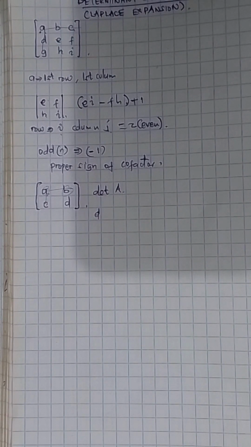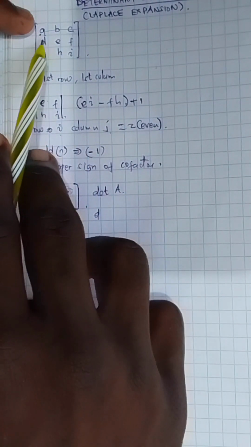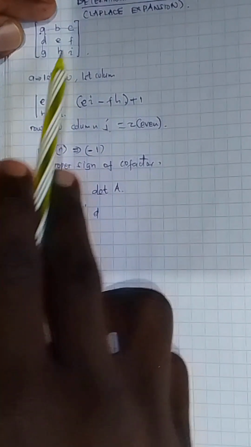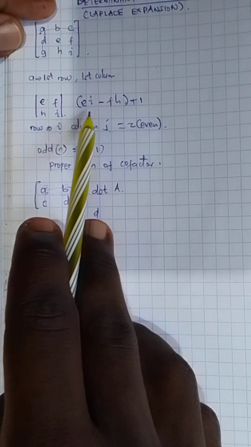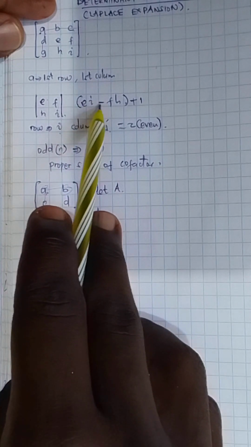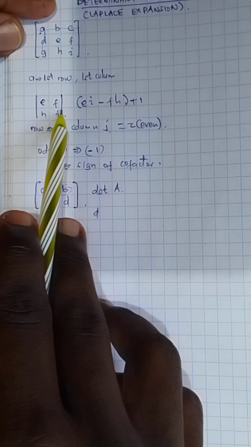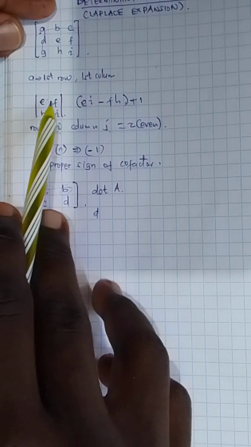So let's see. We have a matrix A, B, C, D, E, F, G, H, and I. Somebody tells you to find the cofactor of A. To find the cofactor of A, we have to delete the row and the column which intersect A. So the row and column which intersect A are B, C and D, G. We delete them so that we remain with E, F, H, and I. Then to find the cofactor of A, we do the diagonal operation where we say EI minus FH.